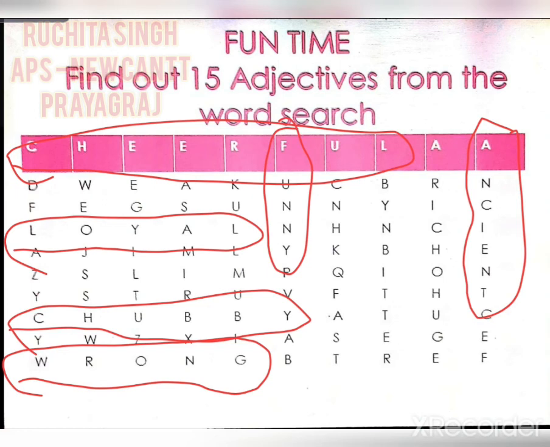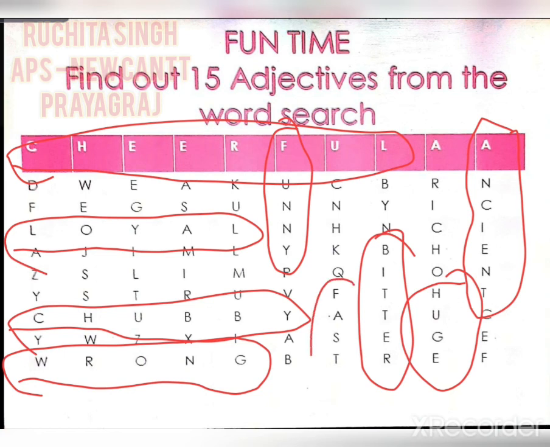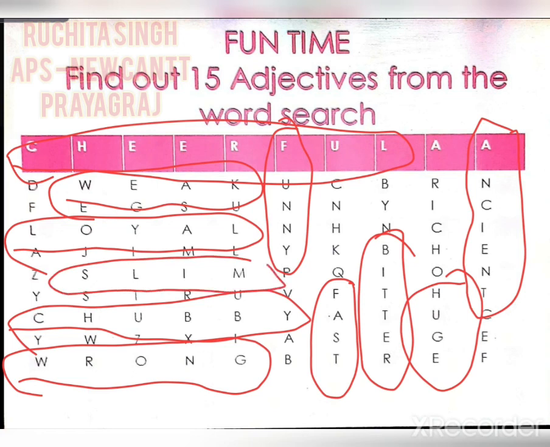What else can we find out? We can find out huge. The box is very huge. Then the food item which mom gave me was very bitter. Then I ran very fast. So children, there are many more words. I have found out only a few of them. You, of course, can find many more words. Here I can see one more word, that is weak. So find out. One more word is there, that is slim. The girl is very slim.